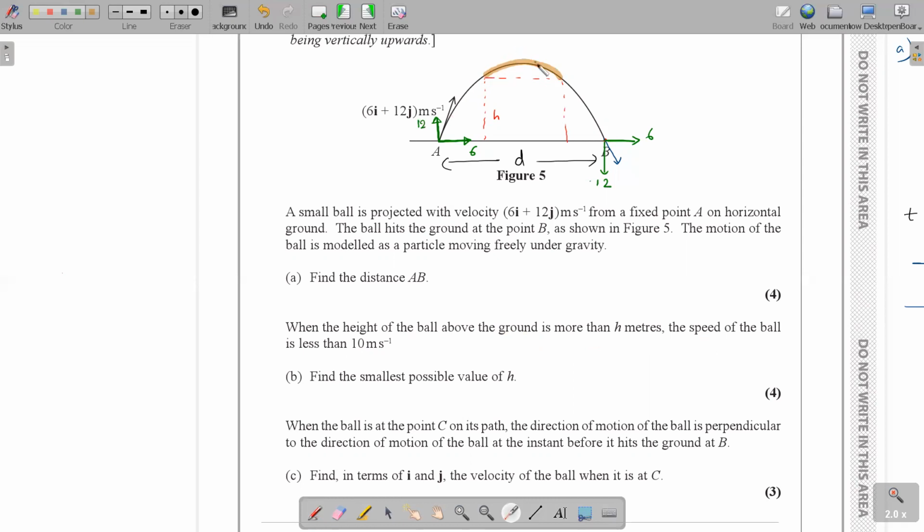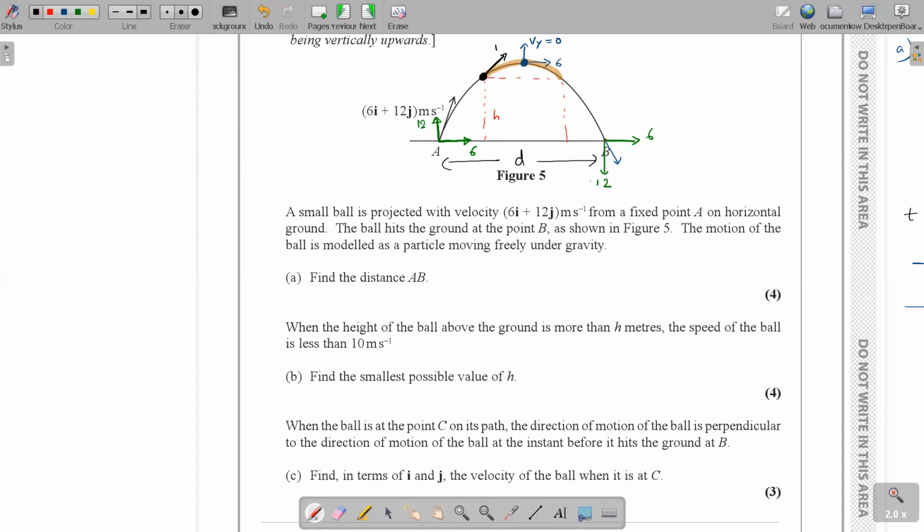I think you all know that in a projectile motion, the lowest speed occurs at the very top, because the vertical component is 0 at the highest point. However, the horizontal component will be 6. It doesn't change throughout the entire motion, as I told you earlier. So the speed of the ball is less than 10, and you need to realize that at this point h is the place where you have this starting speed of 10.